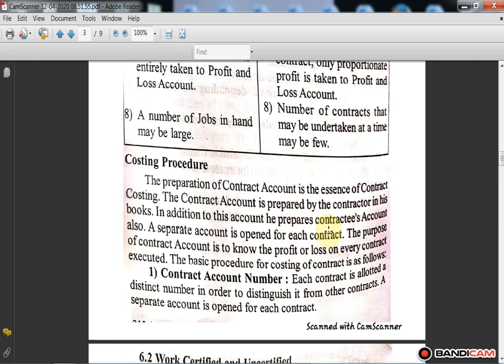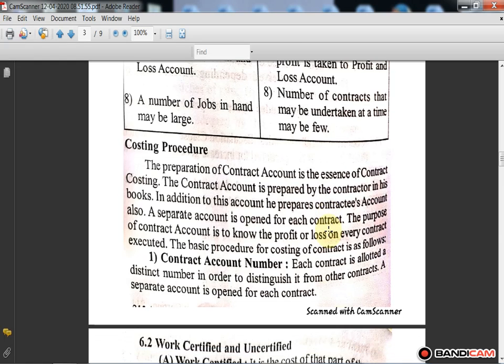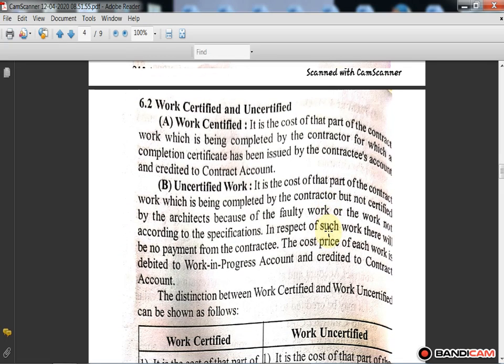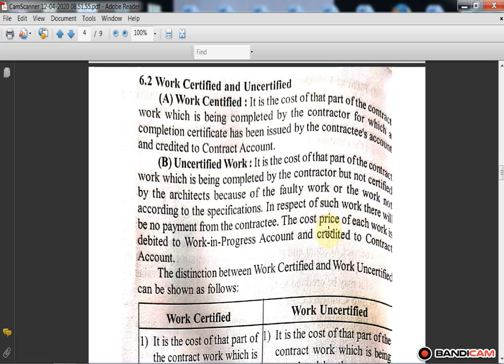Now we are going to discuss work certified and work uncertified. What does work certified mean and what does work uncertified mean? This is the main or core concept in contract costing. While preparing practical problems on contract costing, we have to find out the work certified and work uncertified. All of contract costing depends on work certified and work uncertified.